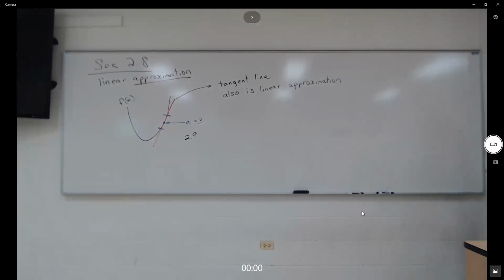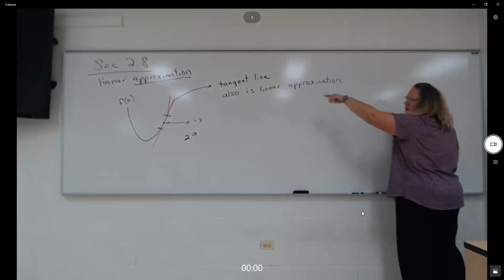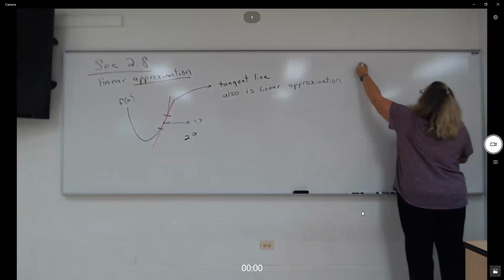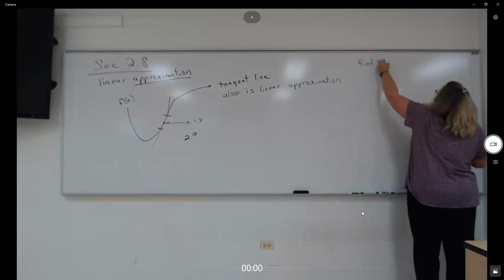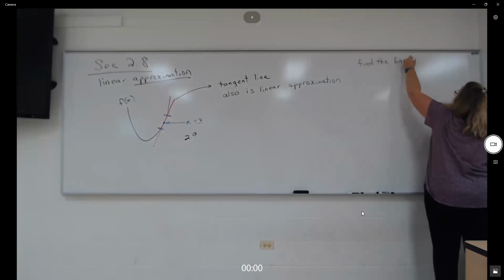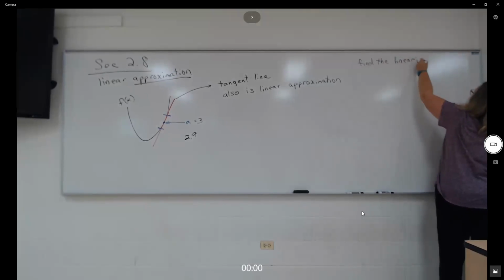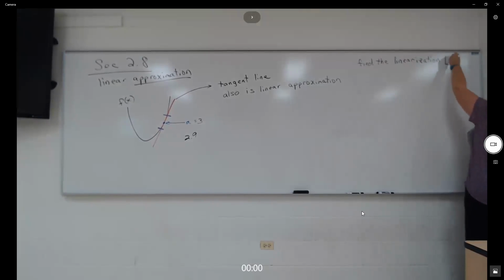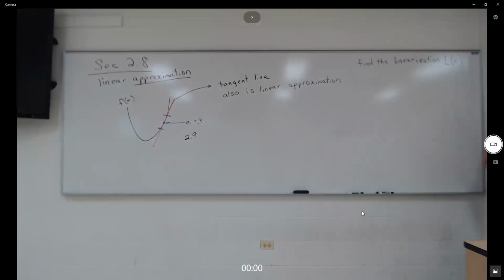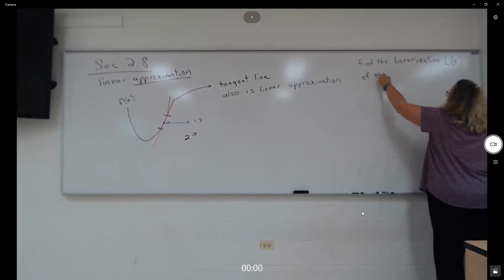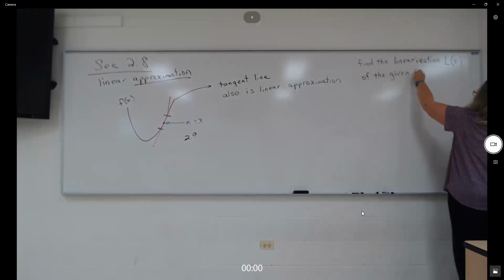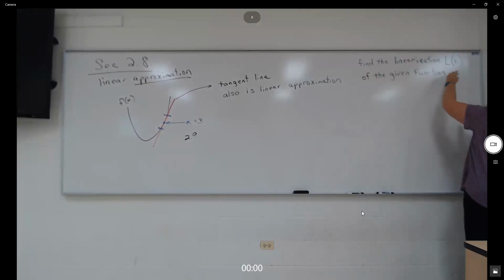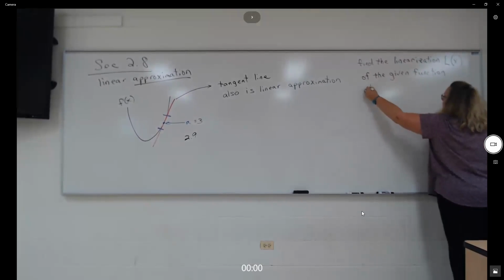All right, so let's put the directions up here, and then we'll start fresh over there. But that way you can get everything copied down. They say find the linearization. They like that word. Spell it right, linearization. And then they call it L, capital L of x, of the given function at point A.